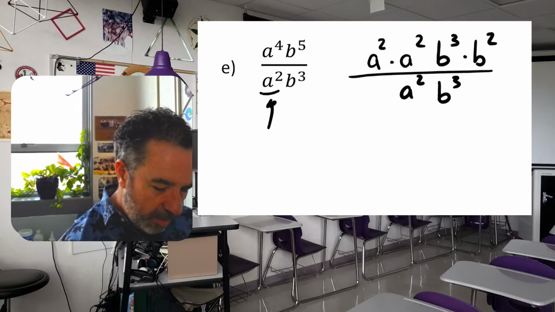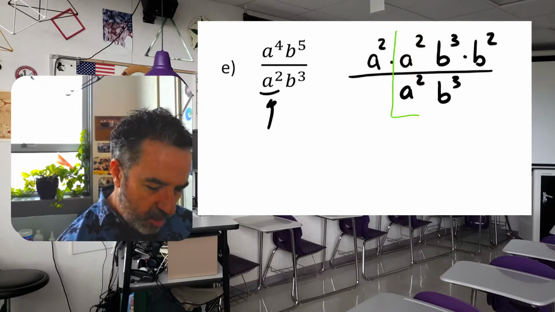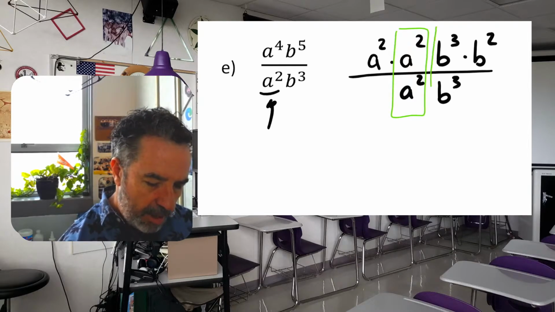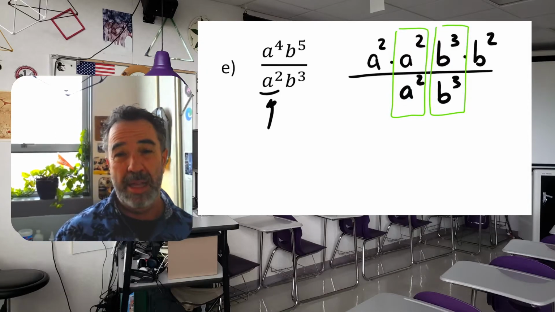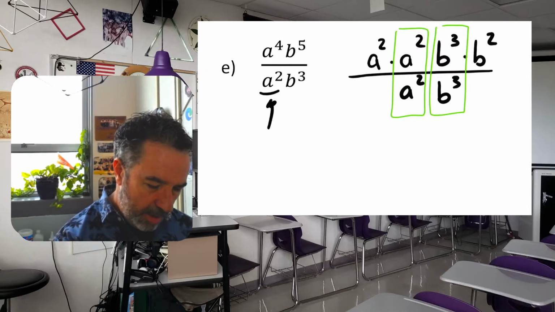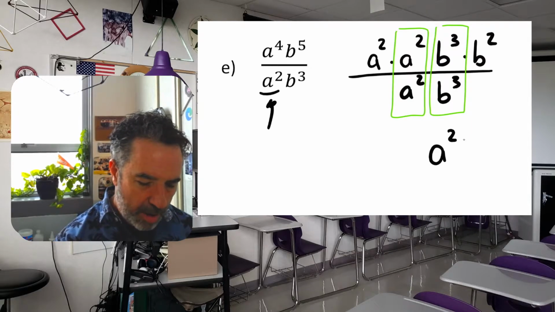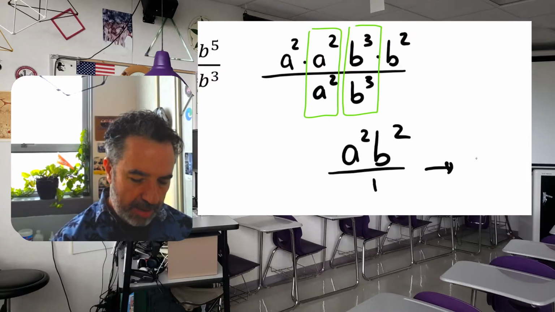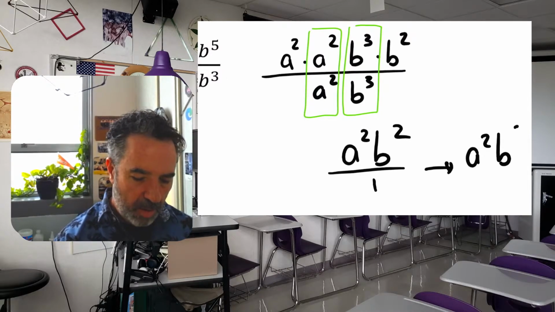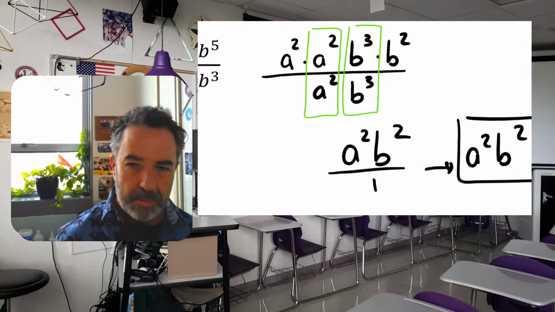So what's my giant 1? Here we go. This is a squared over a squared is a 1, and b cubed over b cubed is a 1. So I'm left with, in the numerator, what am I left with? I'm left with a squared b squared. And in the denominator, there's just a 1 left. So I'm going to write that as a squared b squared as my final answer.